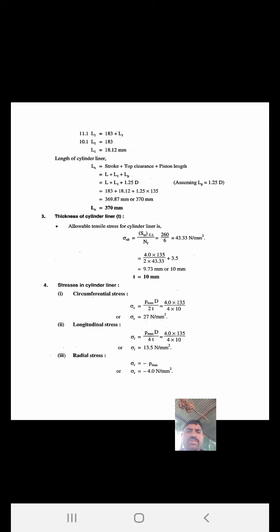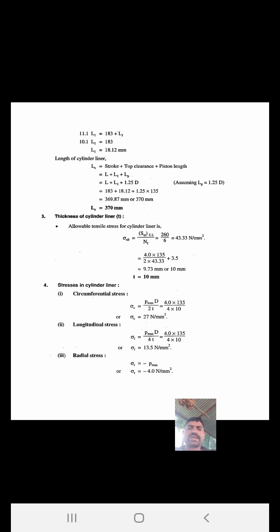2t is there; by mistake I have written 4 here for the circumferential stress. For the longitudinal stress, it is P max D divided by 4t. When you put in the values of P max, D and t, you will get 13.5 Newton per mm square. This is the longitudinal stress.